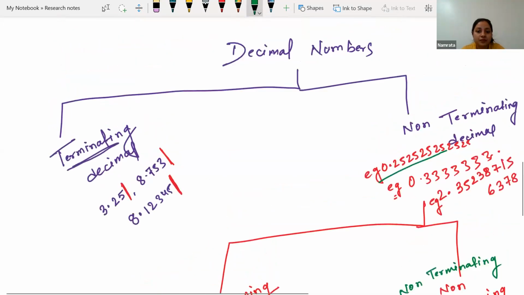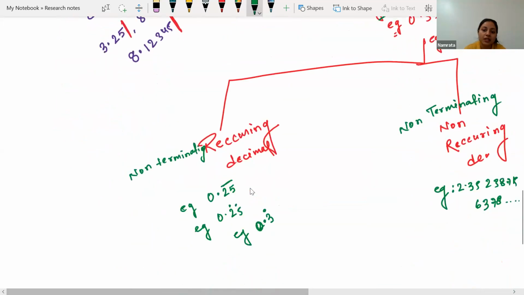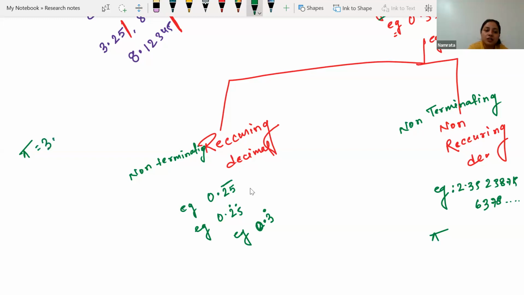Ma'am, pi is also an example, right? Pi is also an example of a non-terminating, non-recurring decimal number. And yes, all the square root numbers are also examples. We will be discussing that. If any of you are thinking that pi means 22 by 7, why are we saying it is non-terminating? Pi is approximately 22 by 7. But in the actual value of pi, it is 3.14, and random numbers will keep on coming and coming. We take 22 by 7 to make the calculation simple, but it is not exactly 22 by 7.